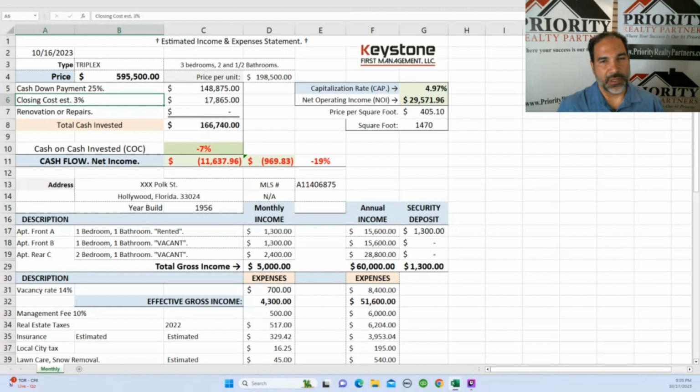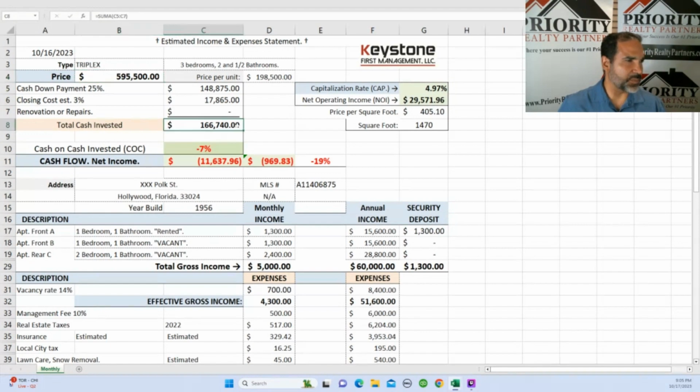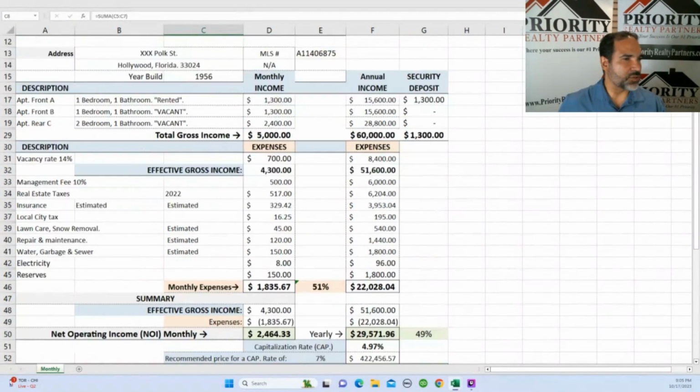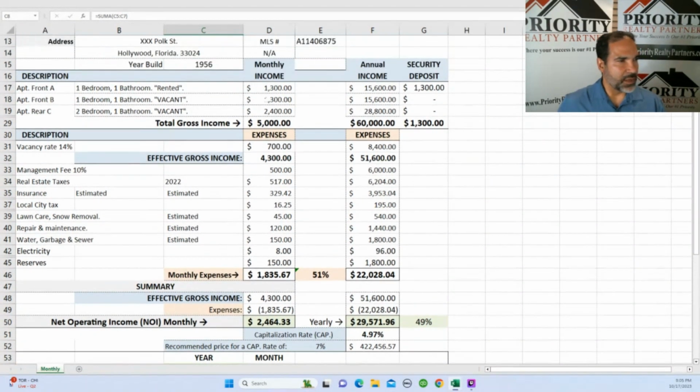Closing costs, I estimate around 3% of the sales price. And this is my total. Okay. Now, based on the numbers I received, this is the income for the 3 apartments.